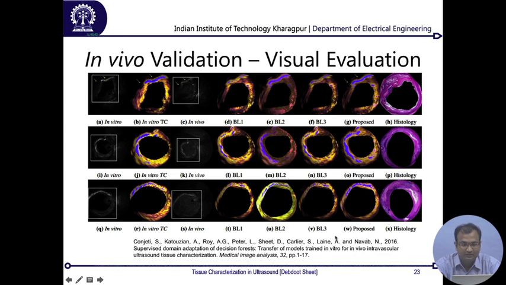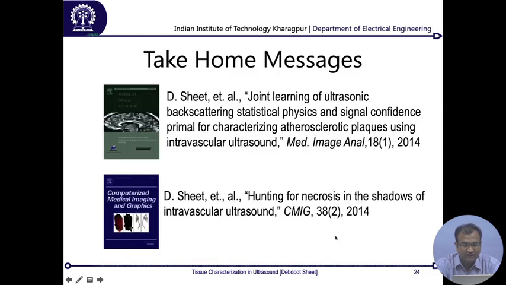So with this we come to an end, and to read more you can refer to these two of our earlier publications. The first one has much more detail about the ultrasonic statistical mechanics and how you can use it and the whole concepts behind that.